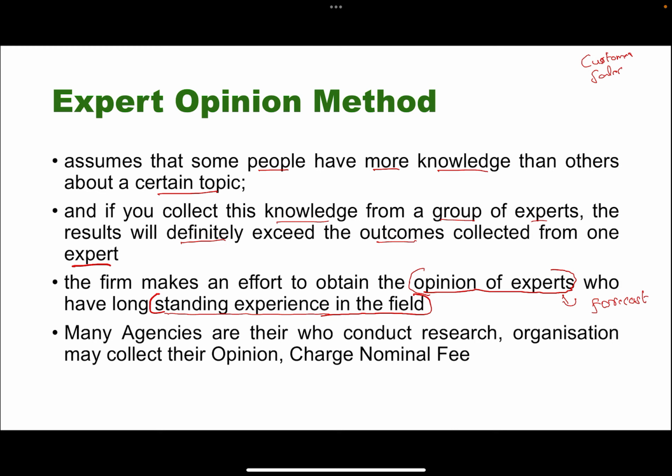So there are many research organizations and agencies who collect their opinions, and they charge nominal fees.